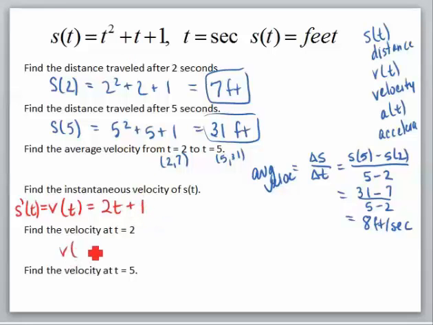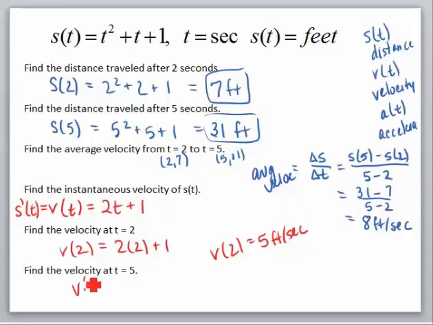So the velocity at 2 would be 2 times 2 plus 1. So the velocity at 2 is equal to 5 feet per second. And the second one here, the velocity at 5 is equal to 2 times 5 plus 1. So the velocity at 5 is equal to 11 feet per second.